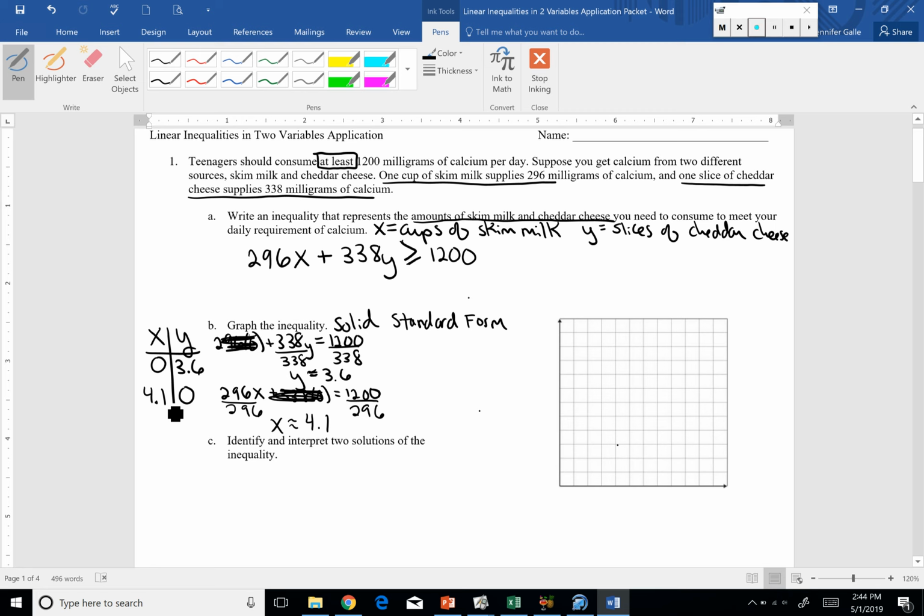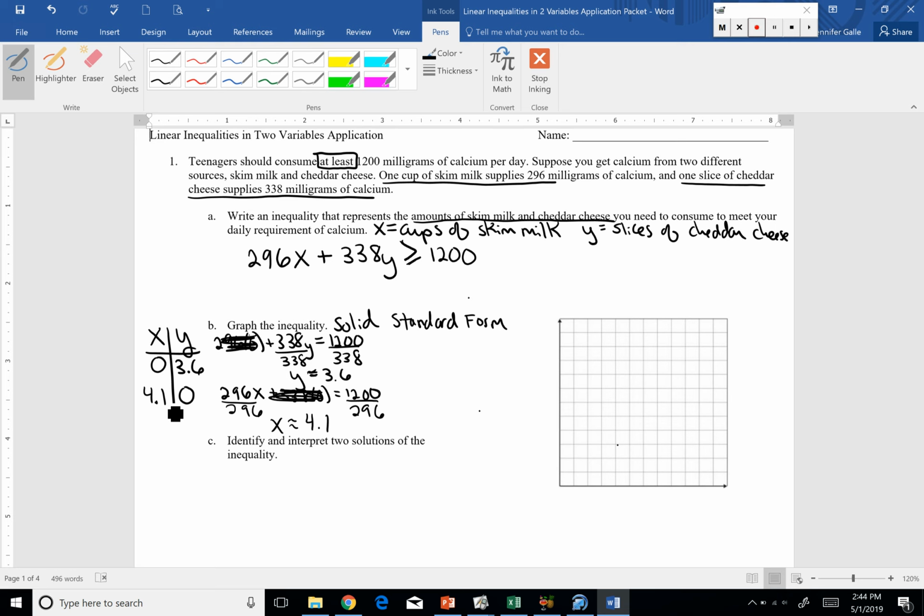And this is oftentimes the case when you do application problems. If you actually grab real numbers, like you need 1200 milligrams and there's actually 296 milligrams of calcium in a cup of skim milk, when you start actually using real world numbers, things don't always work out pretty like our graphs yesterday. We usually end up with some decimals or fractions or things.